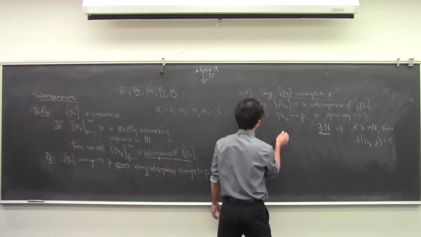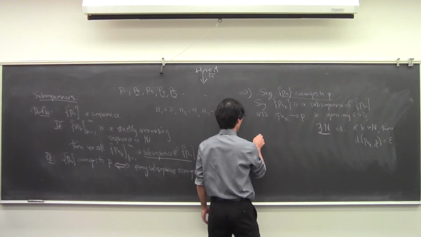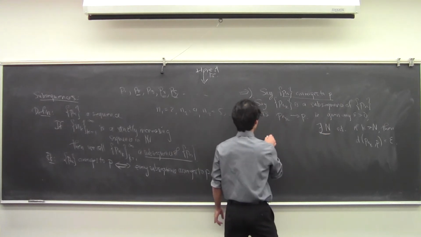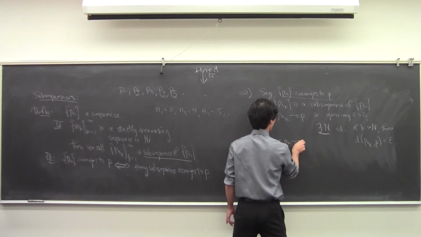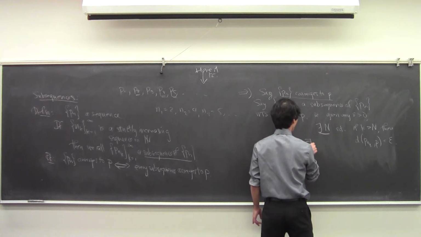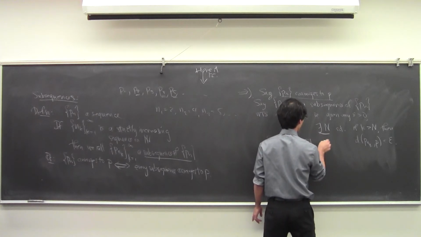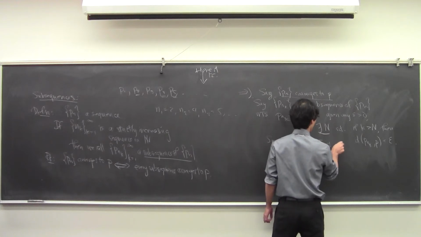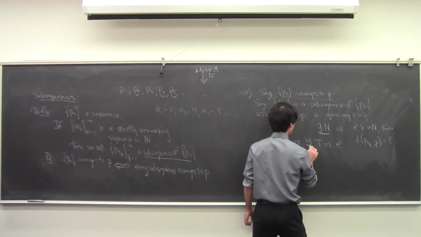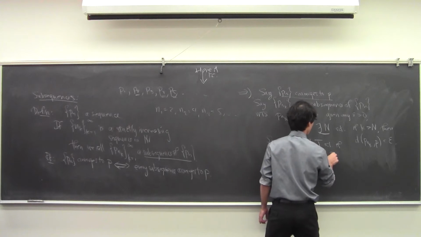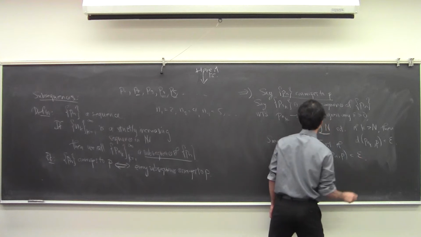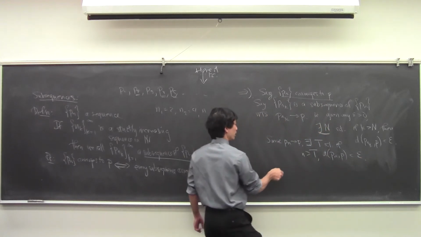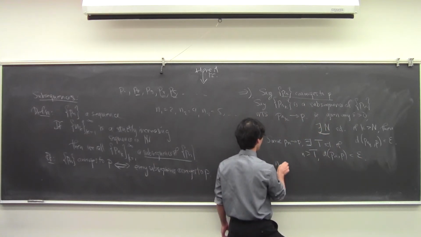You say, okay, we know, since p sub n converges to p, there exists some time, I'll use something else, t, such that if n is bigger than t, then the distance of p sub n from p is smaller than epsilon. Okay, well, the n sub k are increasing.